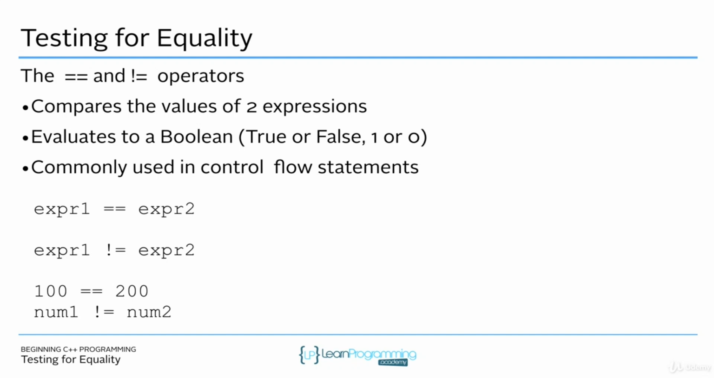The first example evaluates to true if the value of expression 1 is equal to the value of expression 2. These 2 expressions could be very complex or very simple. The second example will evaluate to true if the value of expression 1 is not equal to the value of expression 2. The third example will always evaluate to false, since 100 will never equal 200. We don't usually write expressions like these, but it serves to illustrate how this operator works. The final example evaluates to true if num1 is not equal to num2.